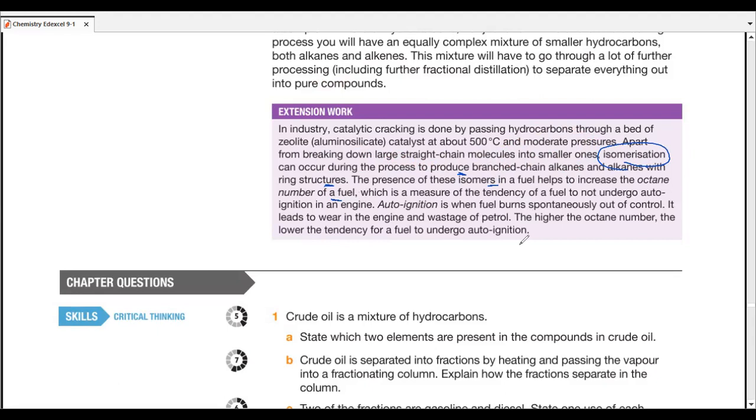We're using too many words that you're not familiar with. So let's define all those words first before you can understand the statement. So fuels may undergo auto-ignition. What is auto-ignition? Auto-ignition is actually when the fuel burns spontaneously, out of control. That's not something we would like to happen in our car.